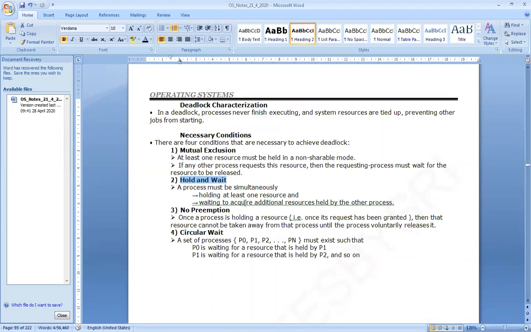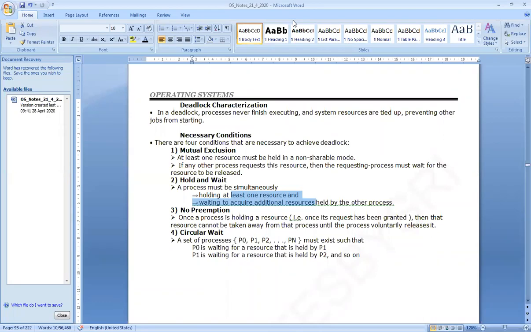A process must simultaneously hold at least one resource and be waiting to acquire an additional resource. As we said, if the process is holding a resource and is trying to acquire an additional resource which is not available at that point in time, but it still doesn't want to continue and wants to acquire the new resource, that is called a hold and wait situation, which may lead to a deadlock situation.